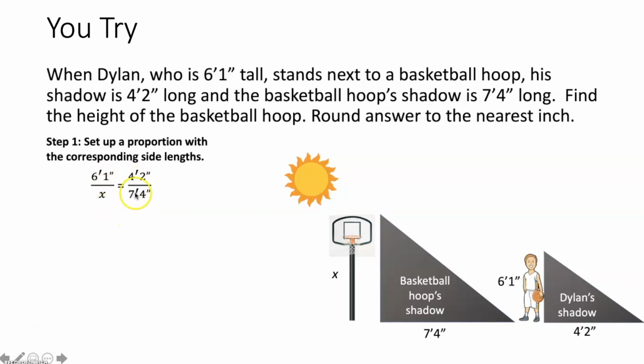How do I multiply these together? Well, I can't have feet and inches in my proportion. So what I'm going to do is convert each of these to inches only. How do I do that? I just multiply the number of feet by 12 and then add however many inches there are. So 6 times 12 plus 1 is going to be 73 inches. 4 times 12 plus 2 is going to be 50 inches. 7 times 12 plus 4 is going to be 88 inches. Now that I've converted to inches only, I can actually solve this proportion.